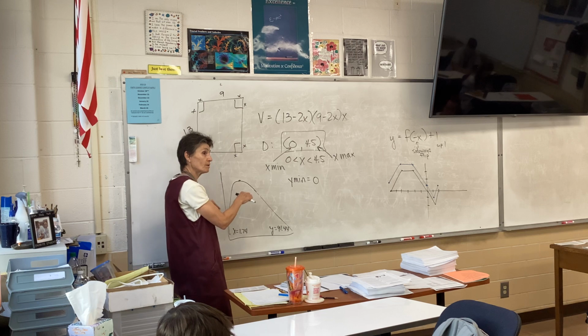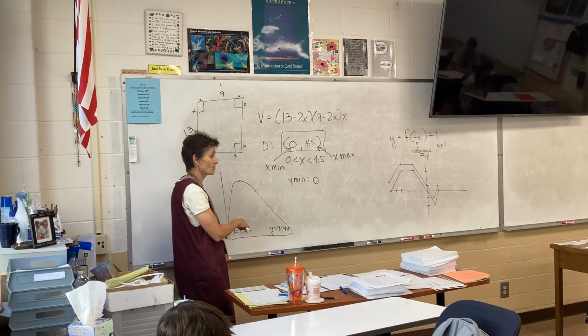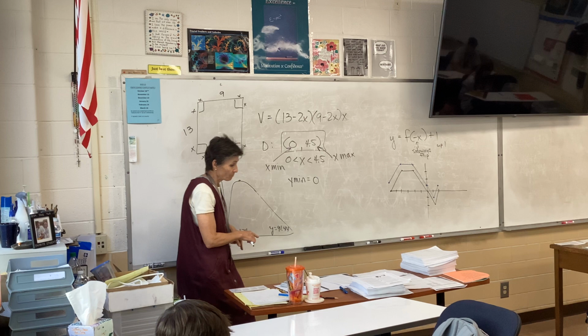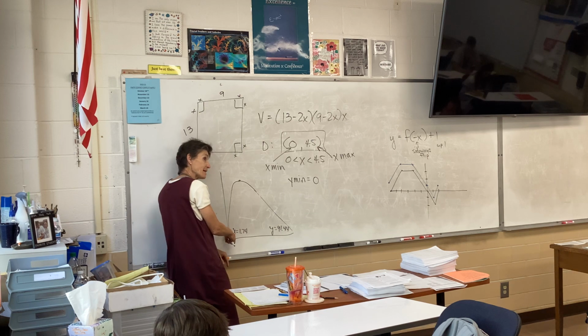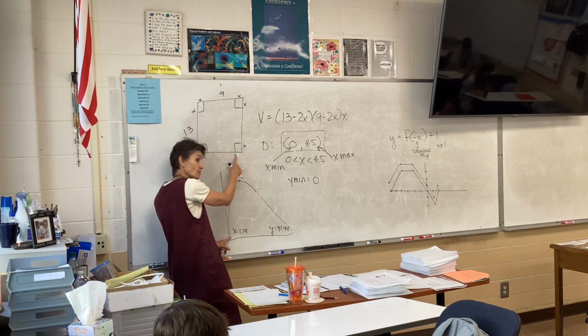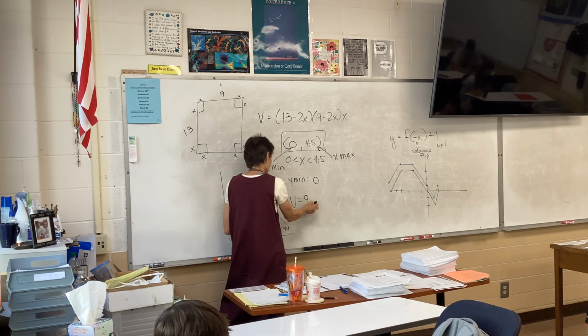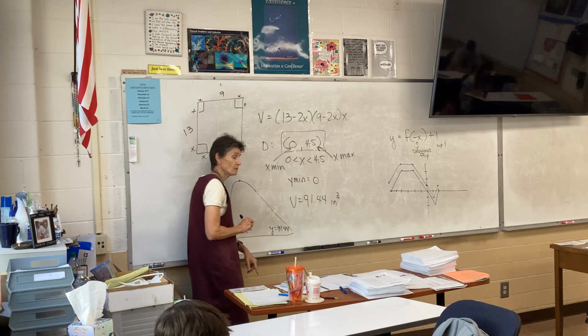Now, both of those are not the answer to the question. One of those is the answer to the question. What was the question? Find the maximum volume. Now kids, this is X. X is the size of the corners. This is not the volume. This number is the volume. So the volume is 91.44 cubic inches. Joshua, did you have your hand up?